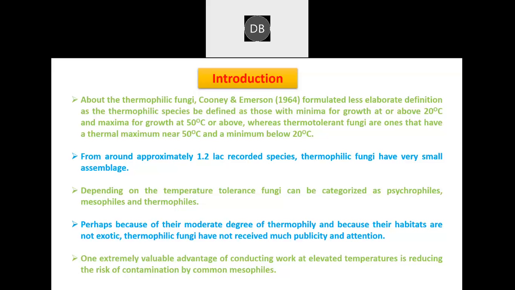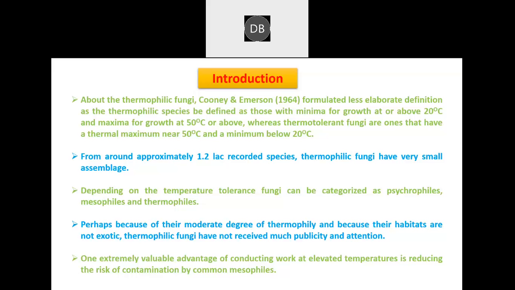Cooney and Emerson in the year 1964 formulated a less elaborate definition: thermophilic fungal species can be defined as those with the minima for growth at or above 20 degrees and maxima for growth at 50 or above, whereas thermotolerant fungi are ones that have the thermal maxima near 50 and minima below 20. So this is the definition of thermophilic fungi, and from approximately 1.2 lakh recorded species, thermophilic fungi have a very small assemblage.